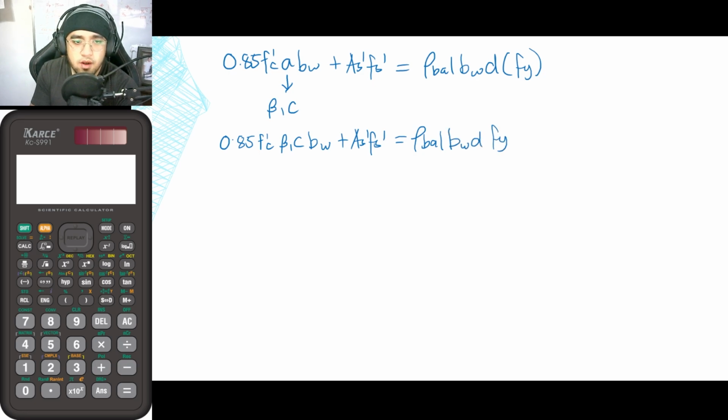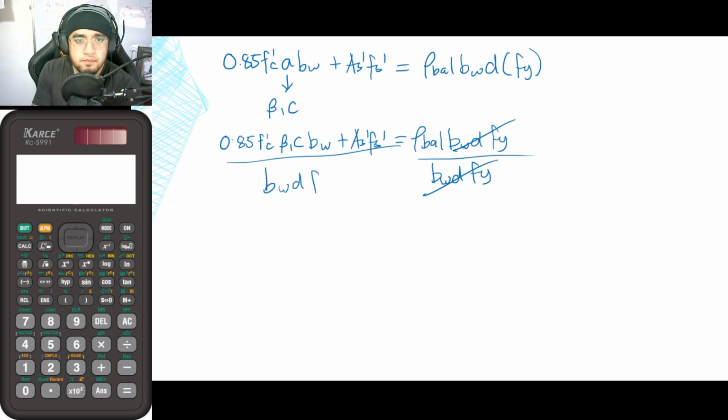Okay, so since we are solving for the value of rho balance, I will now be dividing both sides of the equation by B sub W times D times Fy in order for this to cancel out. Okay, so divided by B sub W times D times Fy. I will also rearrange my equation in such a way that the value for rho balance will now be on the left.